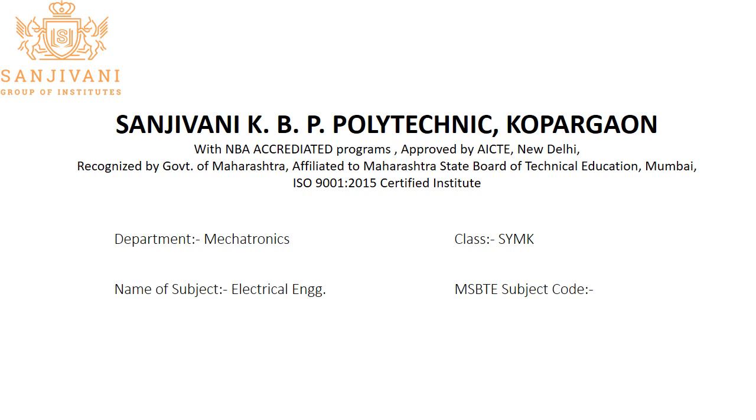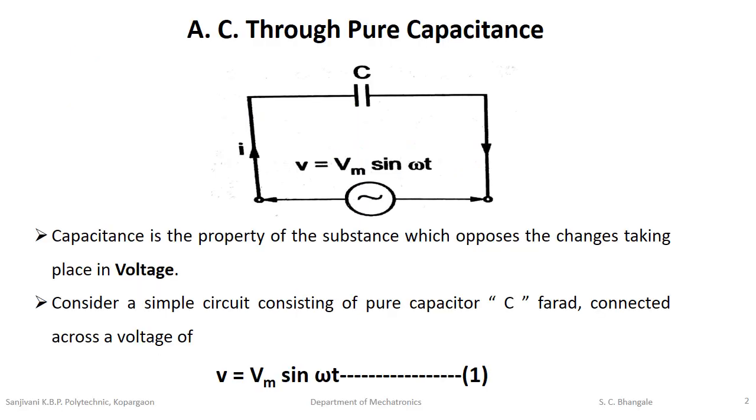Hello students, in the previous session we have seen AC through pure resistance and AC through pure inductance circuit, and today we'll discuss AC through pure capacitance circuit. Everyone knows the function of a capacitor. It is used to store electric charge. Capacitance is the property of the substance which opposes the changes taking place in voltage.